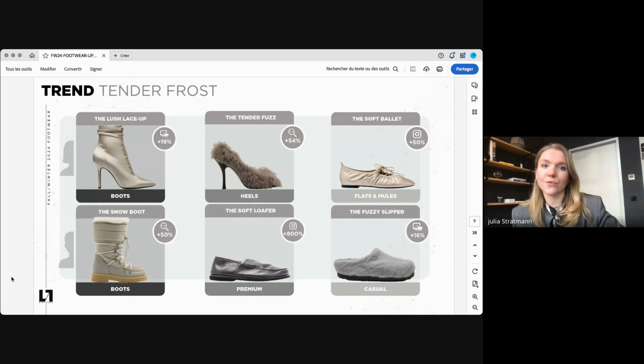So for instance, for women's wear, we have these lace-up boots that give us a bit of this nostalgic feel, and the lace-up detail reminds us of the lingerie world. And then we've got the fuzzy pump that is proposing one of these new super soft and unexpected textures on a classic heel, as well as the soft ballet flat.